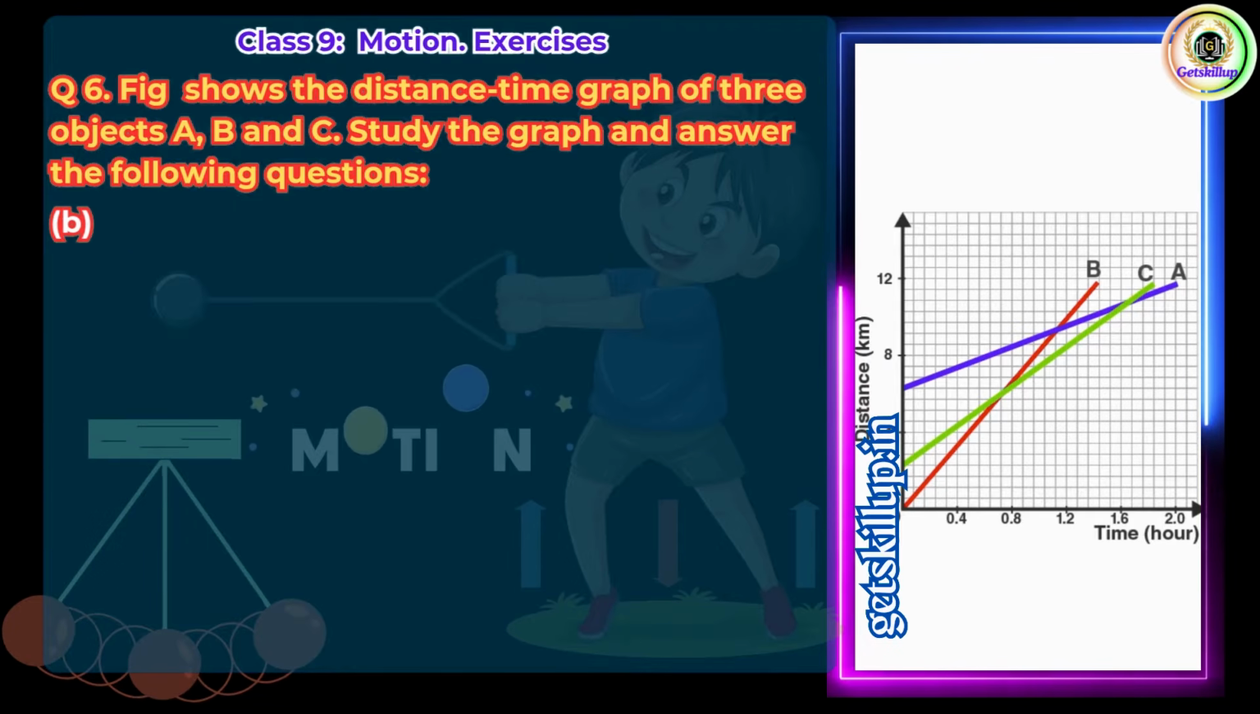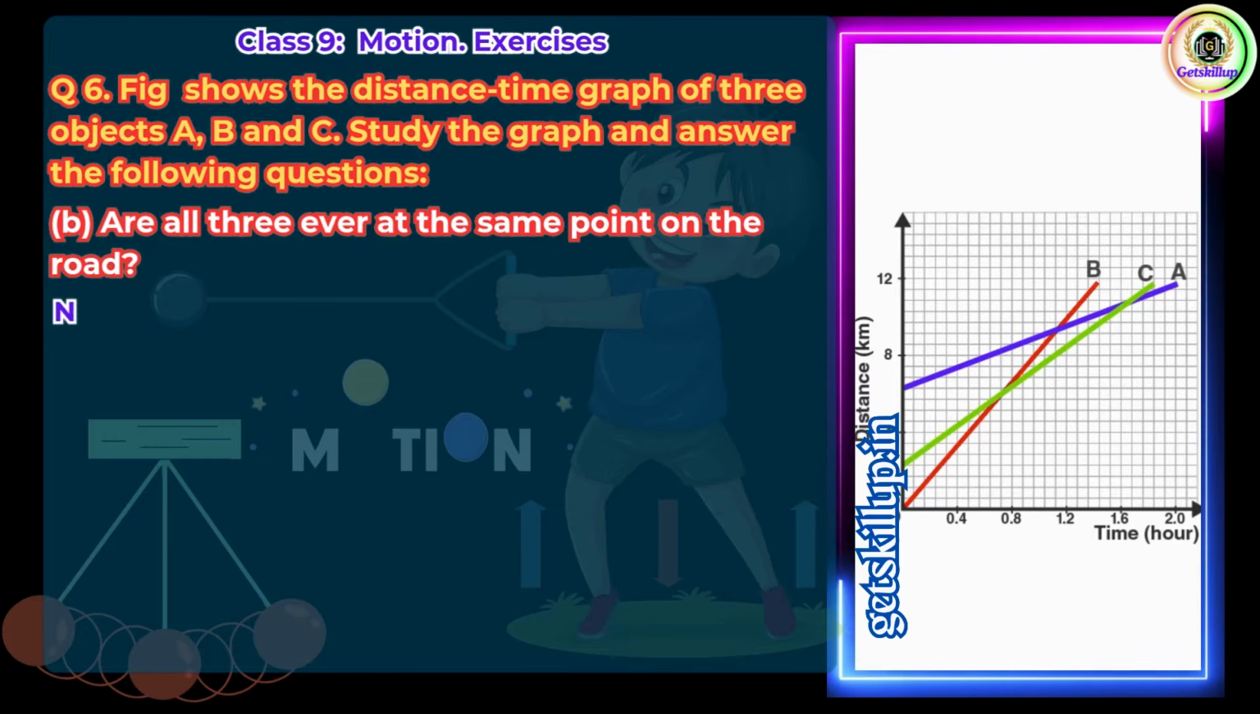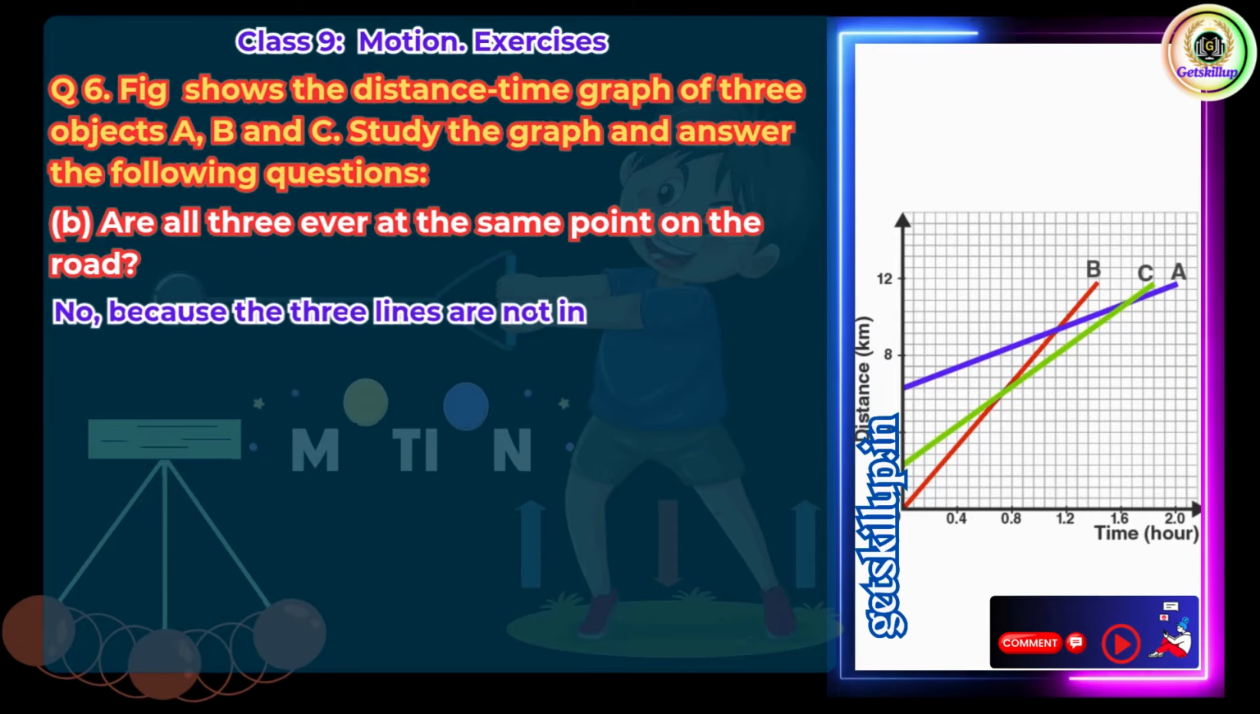B. Are all 3 ever at the same point on the road? Answer. No, because the 3 lines are not intersecting at any point.